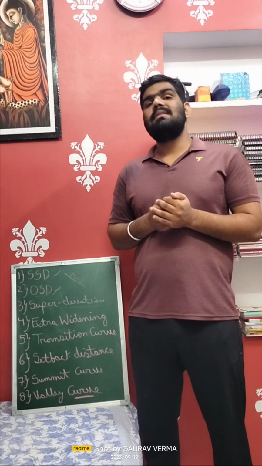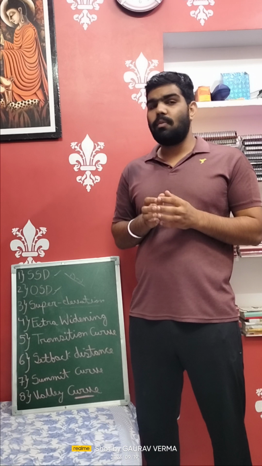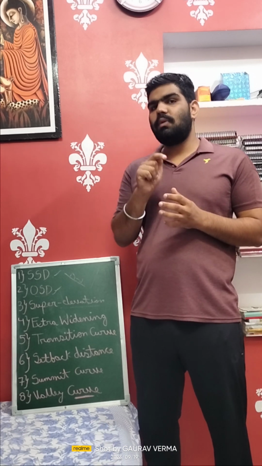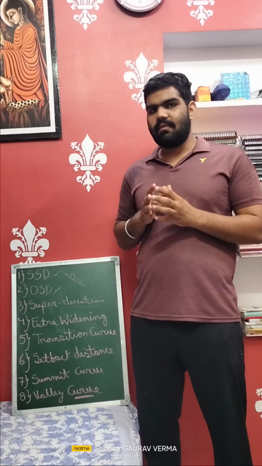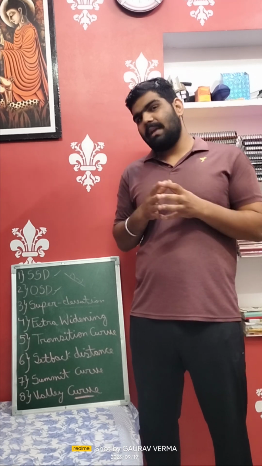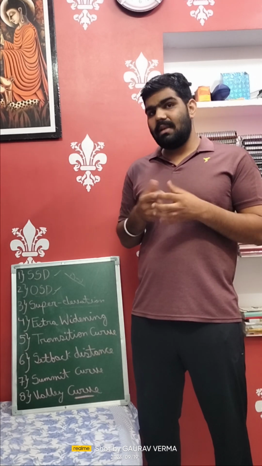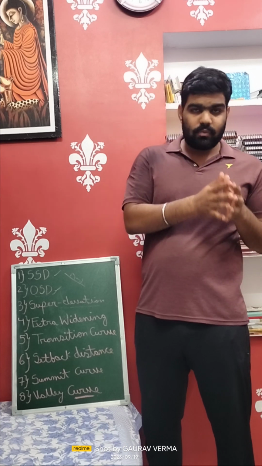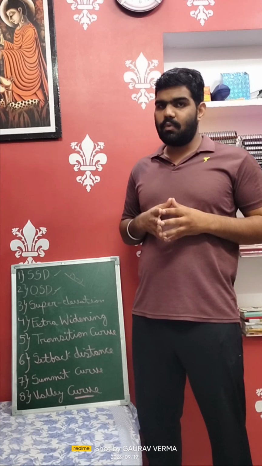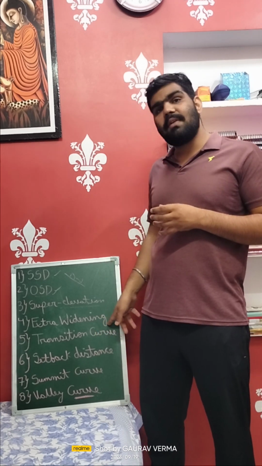Now we have to discuss ruling radius. What is ruling radius? The formula of ruling radius is V square upon 127 (e plus f). Now what is the formula of equilibrium super elevation? Equilibrium super elevation formula is V square upon 225R.